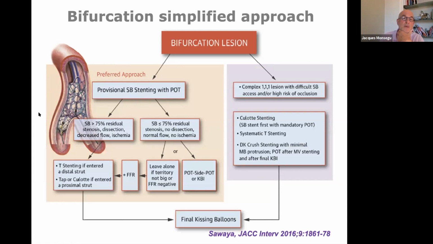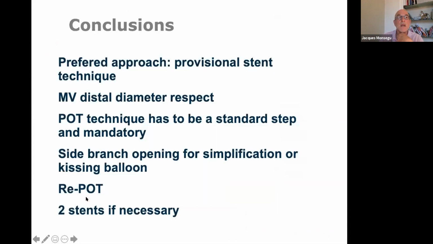And if you do not have a good result, you can do a T-stenting or TAP or culotte if necessary. So, in conclusion, my preferred approach for the large majority of bifurcation PCI is a provisional stent technique, because we respect the main vessel distal diameter.